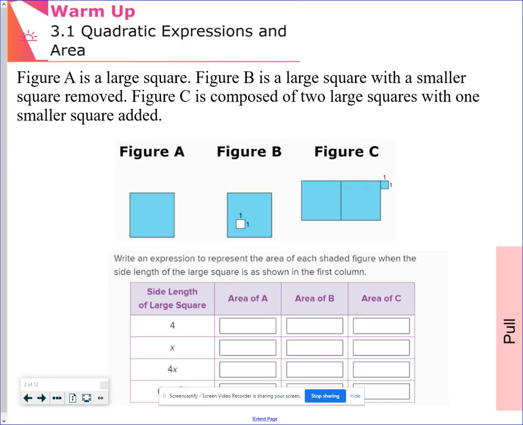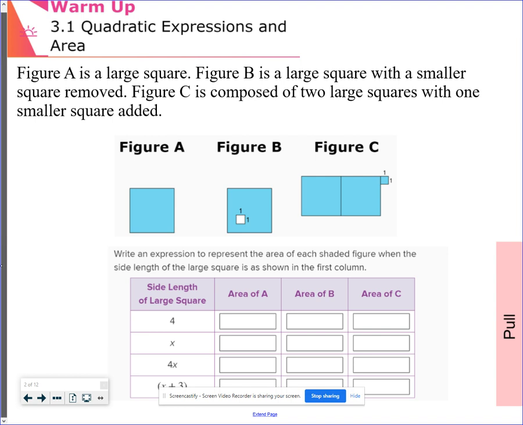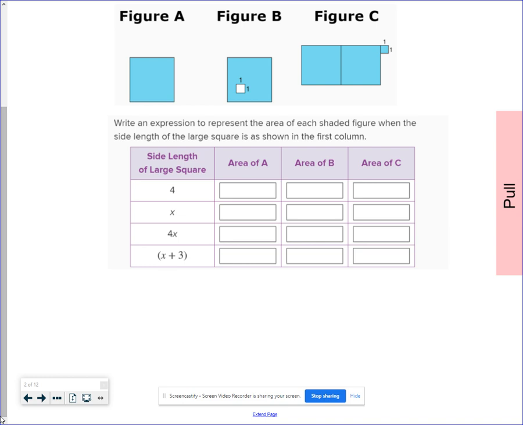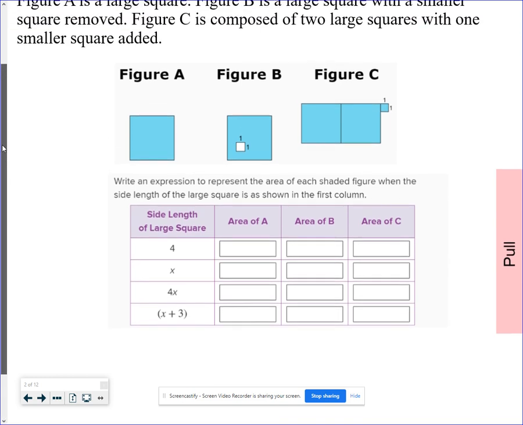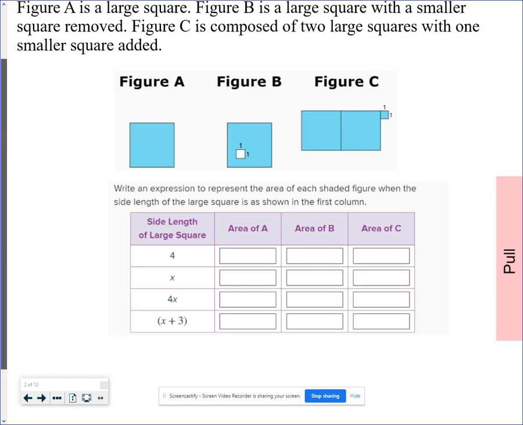I've got a couple of different figures here, and I want to be able to find a way to state what the area is for each of them. For the first one, you can see it's just one big square. For B, it's a big square, but it's taking out a 1 by 1 small square. And in figure C, I've got two of the big squares, plus it's adding one of those 1 by 1 squares.